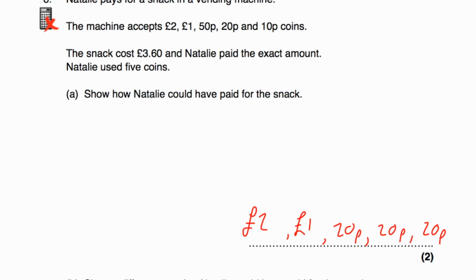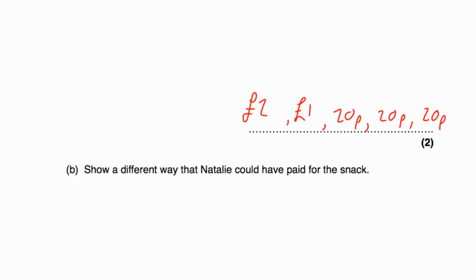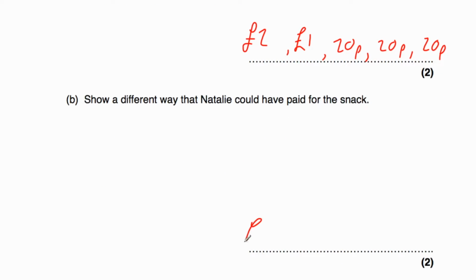So this time I'm going to try using some 50p coins. So let's start off by using a £2 coin to begin with. So that's £2. And then a 50p coin, that'll be £2.50. Another 50p coin, that'll be £3. Another 50p coin, that'll be £3.50. She's still got 10p to pay because it's £3.60, so then a 10p coin. So she could have used a £2 coin and then 3 50p's, so that'll be £3.50, and then a 10p coin. And that's it. So there's 2 different ways she could have paid for the snack.